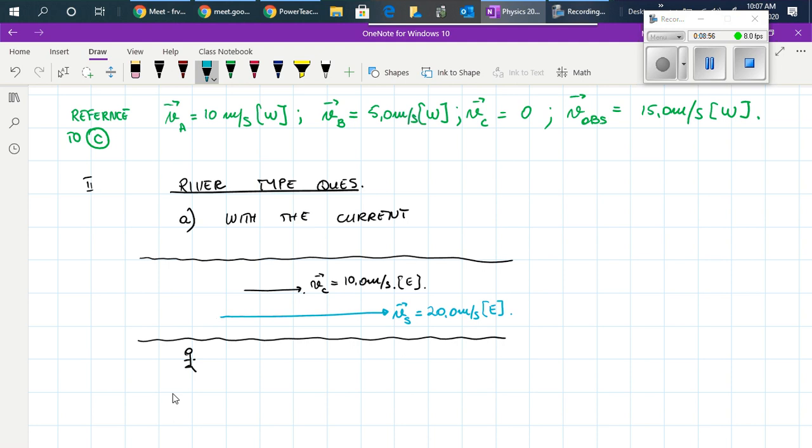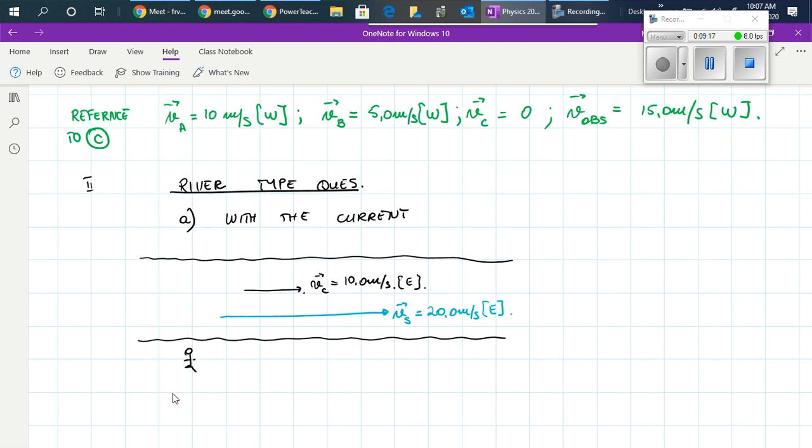So on the questions, when you will see something like this, you will see that the swimmer is able to swim with a speed in still water of 20 meters per second. And then case A, it's moving with the current. So then you will do something like this.